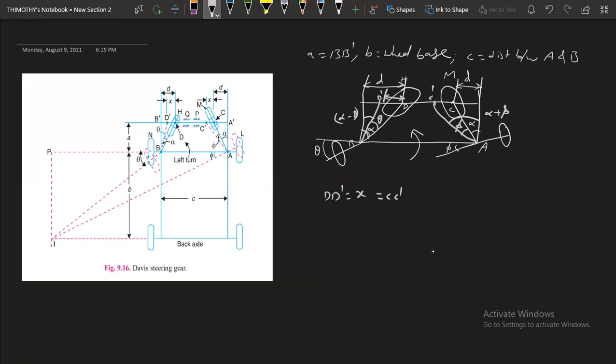Next, we will observe some right angle triangles. First I will draw one right angle triangle separately, on the right hand side portion. This is the right angle triangle, with A dash, C dash, and here C. We have two right angle triangles. First, if we observe triangle AA dash C, that angle is alpha, and this one phi.